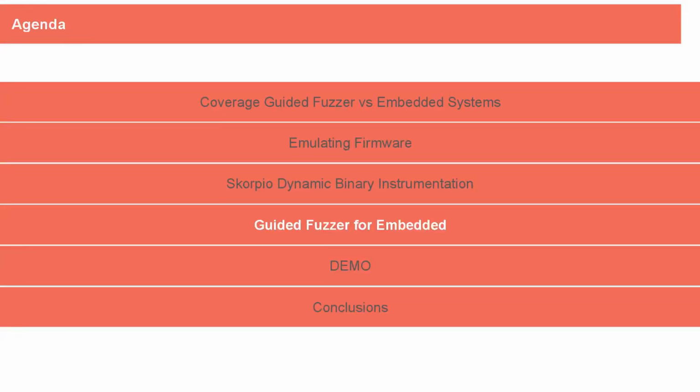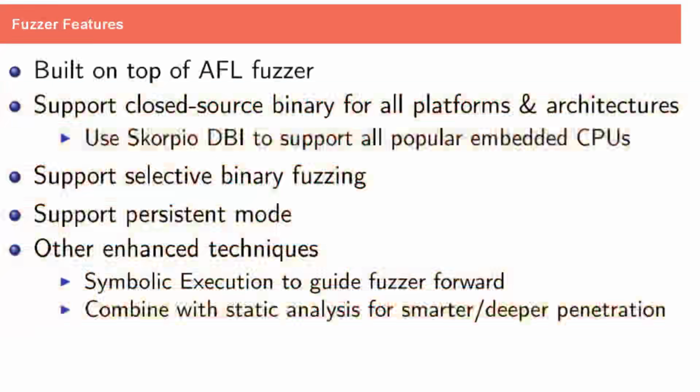Okay, so we have the DBI, right? So we can start to build our fuzzer. How to do that? We build our fuzzer on top of the AFL fuzzer, which is a very good guided fuzzer. The feature is that, unlike AFL, we support binary-only targets. To do that, we use Scorpio, because the Scorpio DBI allows you to instrument anywhere in the program, and it supports all kinds of CPUs. So you can build our fuzzer running on any CPU.